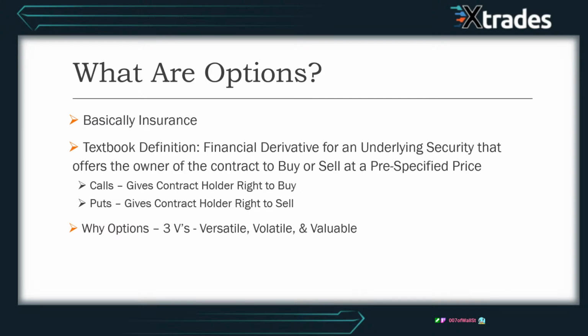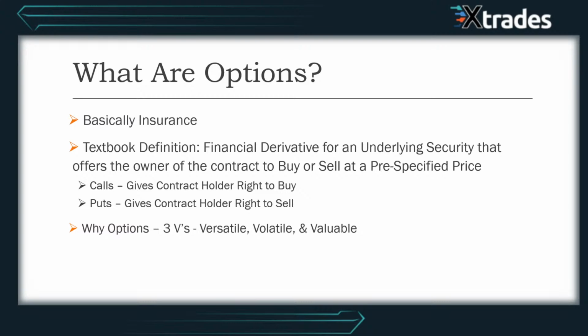Okay. So basic definitions here, what are options? I consider them to be basically insurance. The textbook definition is it's a financial derivative for an underlying security that offers the owner of the contract the right to buy or sell at a pre-specified price. So calls give contract holders the right to buy at that strike price, and puts give contract holders the right to sell their shares at that strike price.